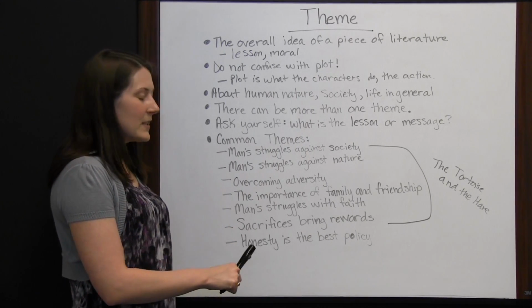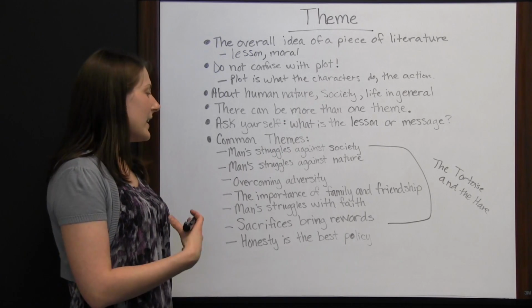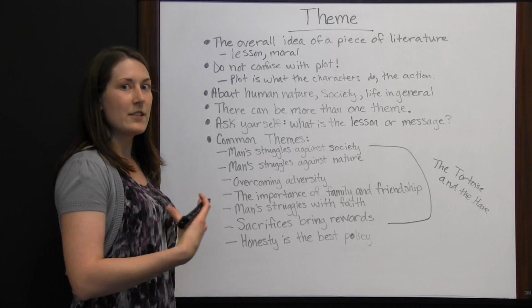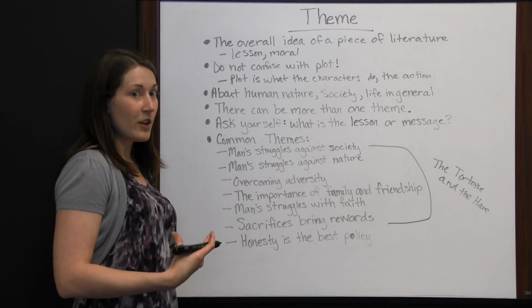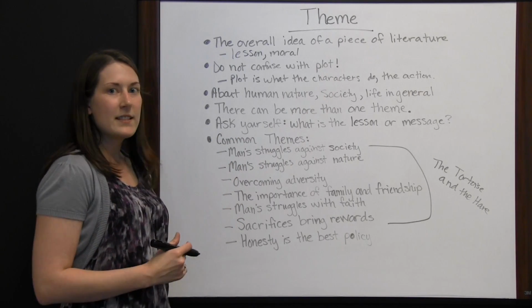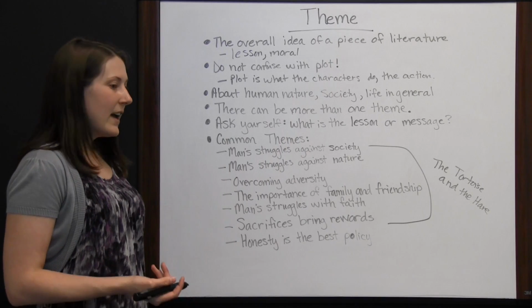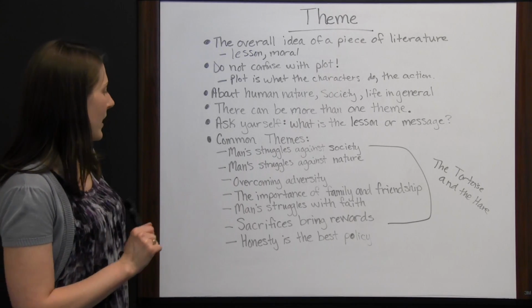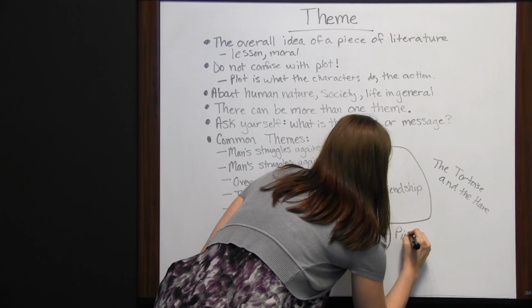And then sacrifices bring rewards. The tortoise sacrificed that nap that the hare took, and in the end he won the race because he just kept going. Now, the moral of the story they give you is slow and steady wins the race, but I can see all of these themes in that story. Now, honesty is the best policy. I couldn't really come up with one for, but you can always look at Pinocchio.